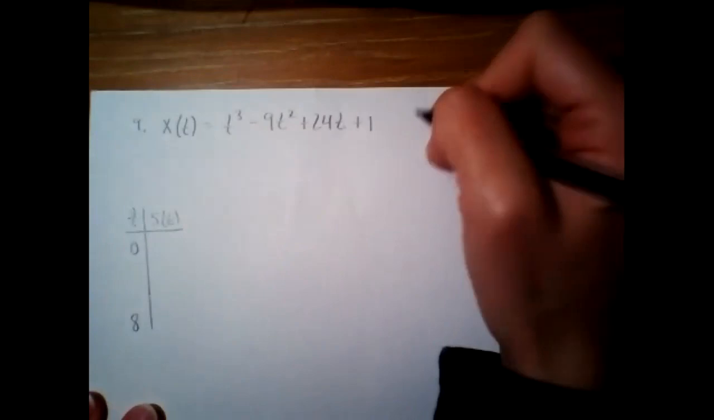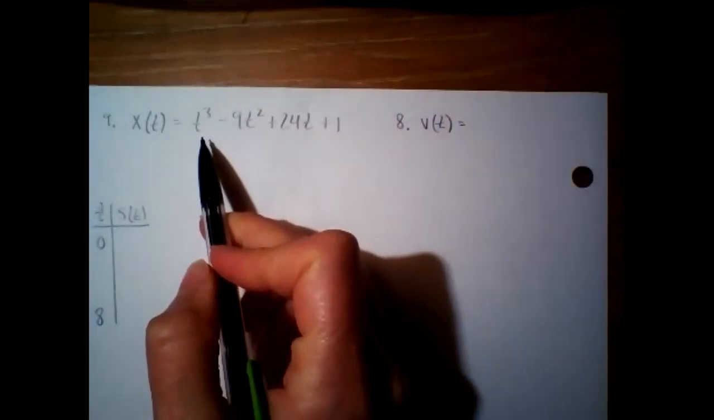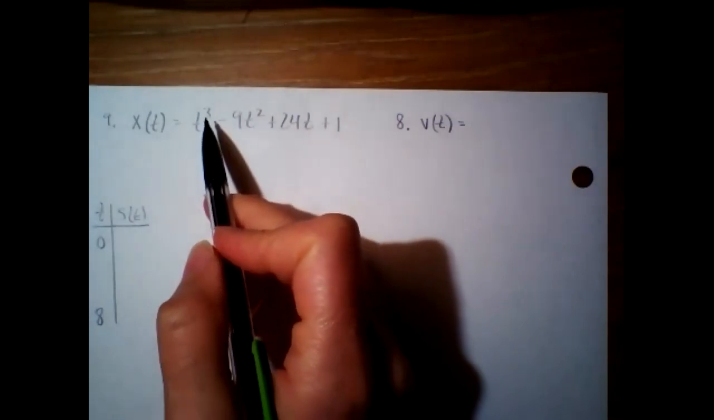And so that was actually the answer to question 8. So you know what, let me just go ahead and do question 8 as well, because I'm going to need it. 8 was asking when this particle was at rest. So that would be velocity equals 0. So velocity would be 3t squared minus 18t plus 24.